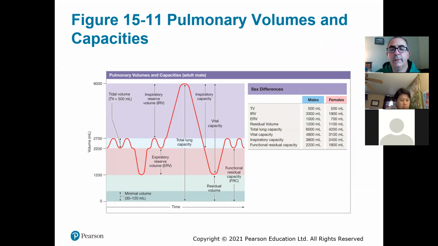Questions about that? Can you say one more time what minimal volume is? I just missed that on the previous slide. Minimal volume is just the volume of air that's in your lungs. Even if your lungs were collapsed, you would still have a little bit of air in there. All right.